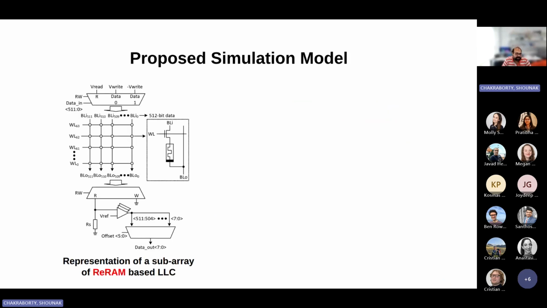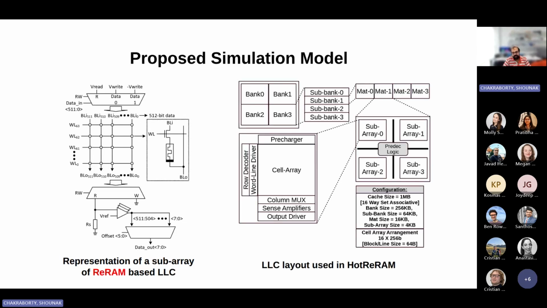This is our proposed simulation model. This is the circuit level design of the ReRAM-based LLC, and this is a cell array. At the architectural level, this is the layout of the LLC. The entire LLC is divided into four different banks, the banks are divided into sub-banks, and the sub-banks are divided into four mats here. This is the mat level granularity which we used in our thermal analysis for TIMO.